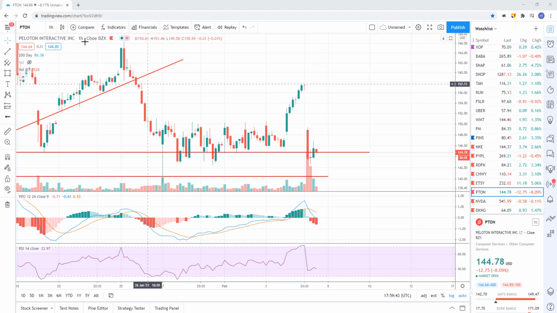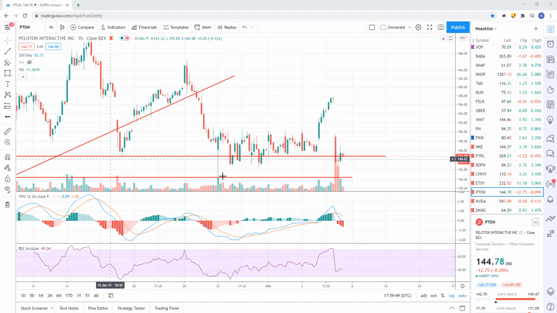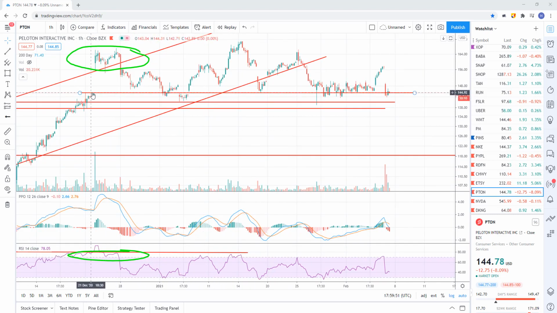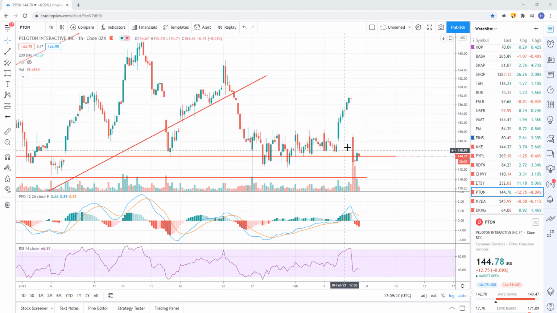So what do I like about this? We're kind of holding this support shelf right here at about 144.80 or so. This is where it gapped higher previously. We're kind of holding this level. You can see they kind of chopped through it a little bit right there.